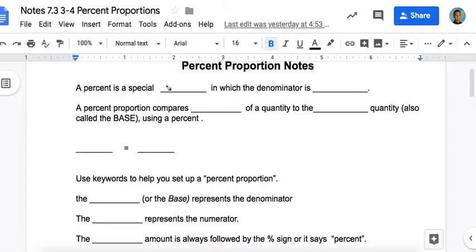A percent is a special ratio in which the denominator is 100. A percent proportion compares part of a quantity to the whole quantity, also called the base, using a percent. So the proportion that we set up for percent proportion is part over whole equals percent over 100.